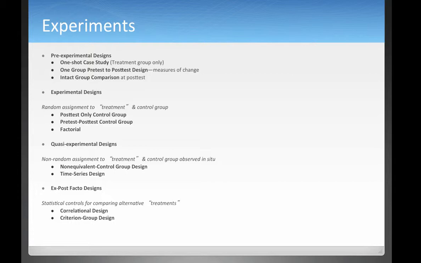What is the difference? Then the experimental designs. There we say random assignment to the treatment and to the control group. And here again you have a post-test only control group, pre-test and post-test control group, and then also a factorial design where you include multiple factors in your design.